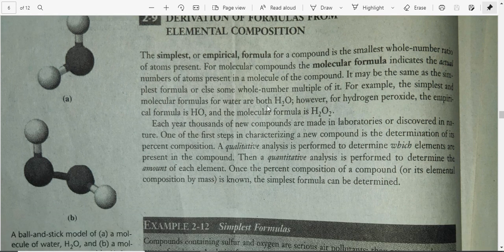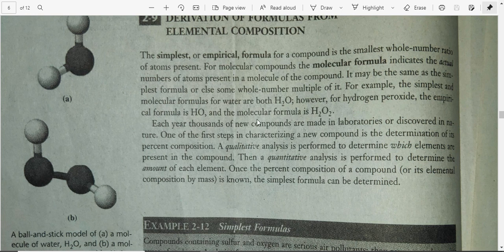For example, the simplest formula of your water and its molecular formula are both H2O. However, the hydrogen peroxide, the empirical formula is HO. Kaya nga aman, ang empirical formula is simplest formula. Diba? Ang hydrogen peroxide is H2O2. Okay, that is the molecular formula of your hydrogen peroxide.